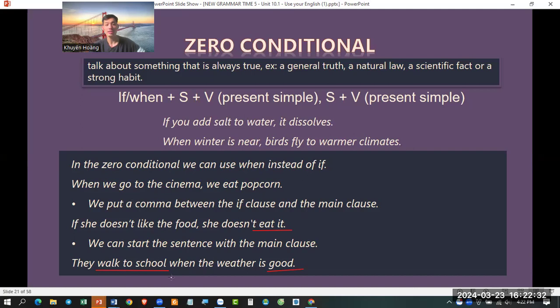Okay, so we can. All right, speak Vietnamese first, and I'm gonna convert it into English.